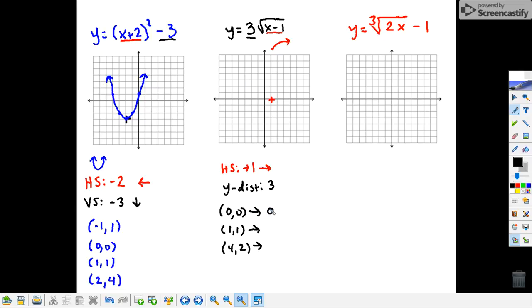So (0, 0) will stay (0, 0). (1, 1) will be (1, 3). We multiply the y value by 3. And then (4, 2) will be (4, 6). Now remember, these are not the coordinates I'm plotting. I'm shifting them all to the right 1. So I'm going to go ahead and do that. If I pretend this is like a fake origin, I'd be at (0, 0) right there. (1, 3) tells me to go right 1, up 3. And then (4, 6) tells me to go right 4, up 6.